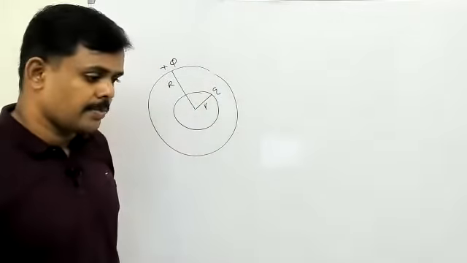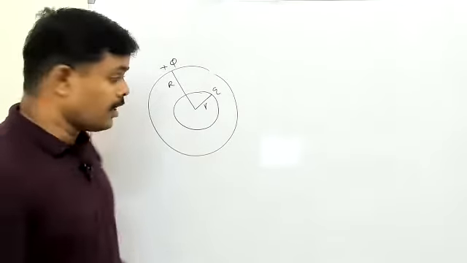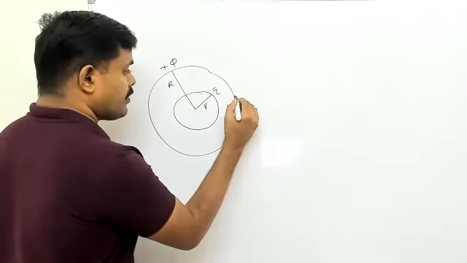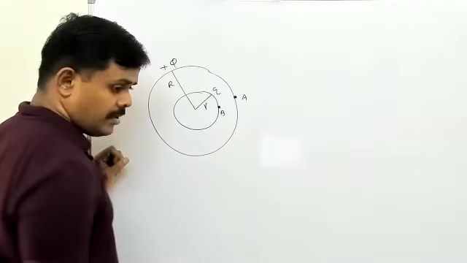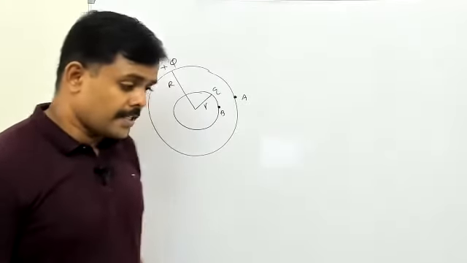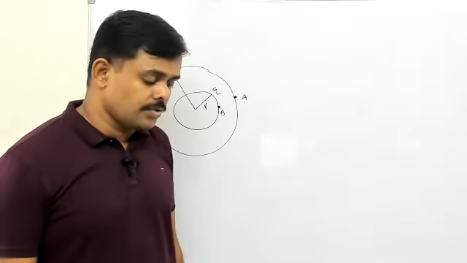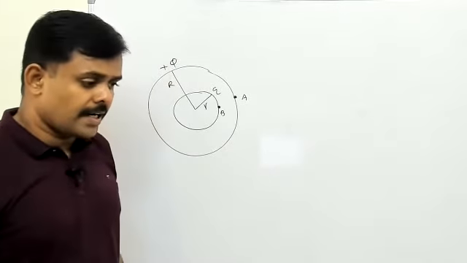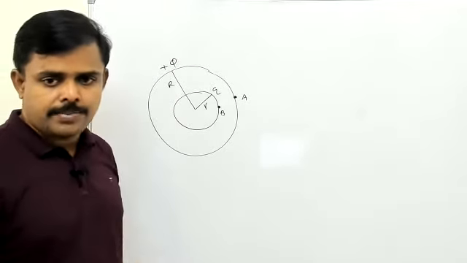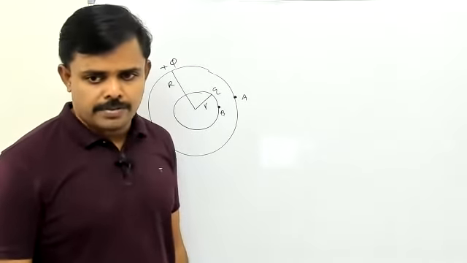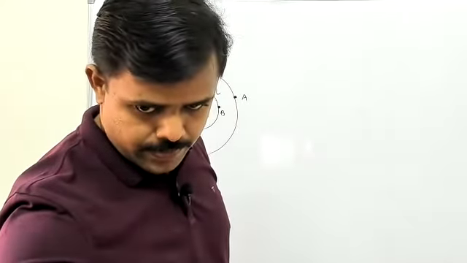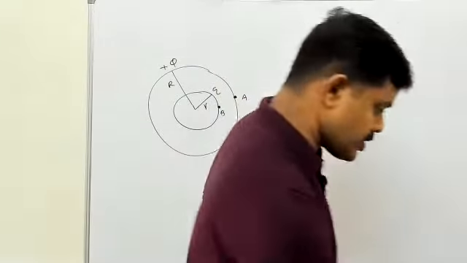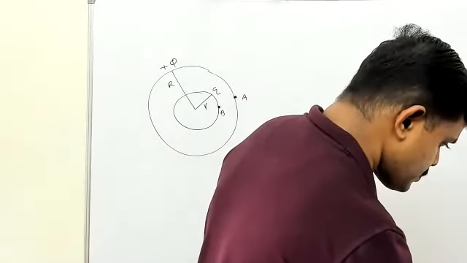Find the potential difference between two points, one lying on the sphere and the other lying on the shell. Part B, how would the charge flow if they are connected by a conducting wire? We'll see the second part later. For the moment, we'll focus on the first part. Read the question once again, draw the figure. I'll tell you how to interpret the question.